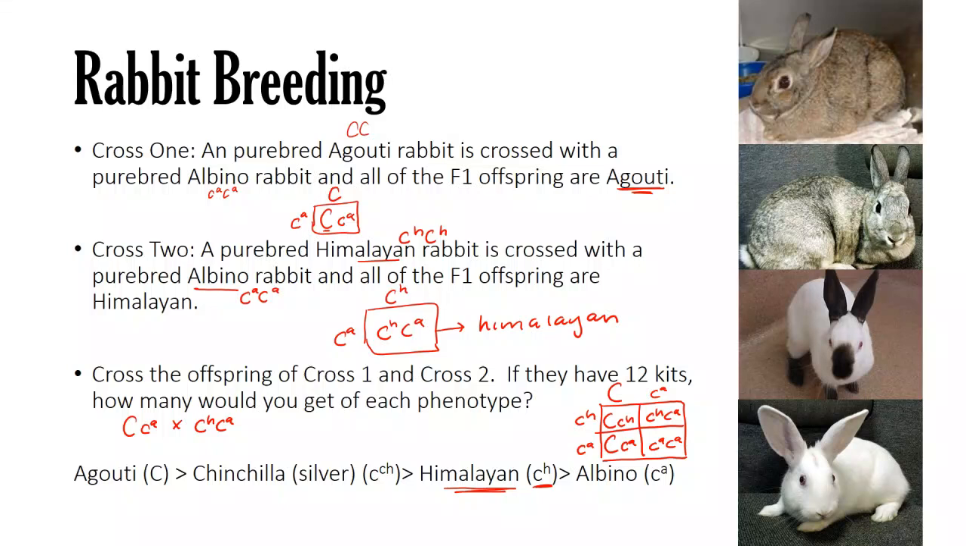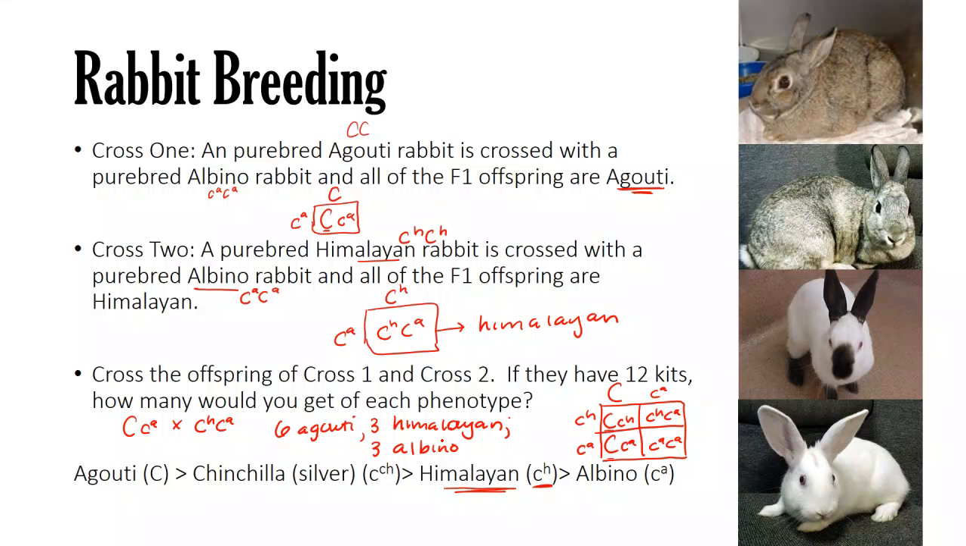So if I have 12 kits, I would expect half of them to be agouti because they have that dominant allele, so 6 agouti, 3 Himalayan, and 3 albino. And so that's how you can work with multiple alleles. You really just have to think about what's more dominant than the other.